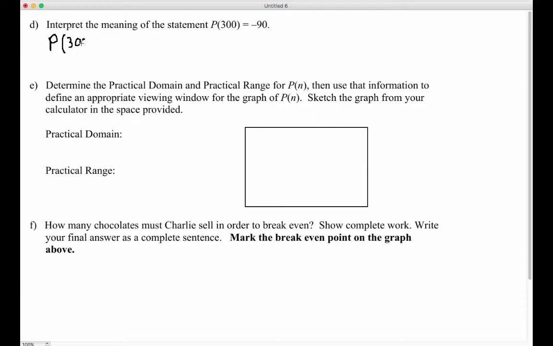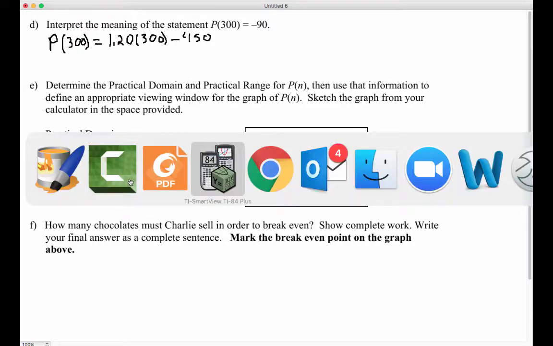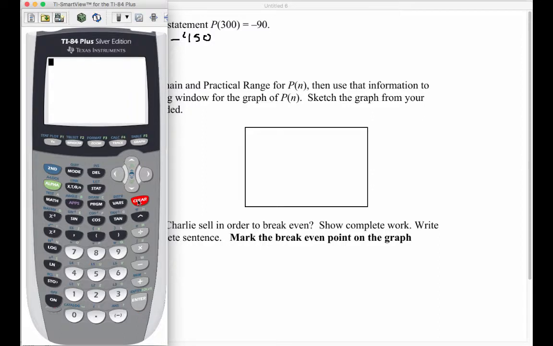Well, P of 300 means that we must have made 300 chocolates, which means that's $1.20 times 300 minus 450. Okay, so let's get our handy dandy calculator out here. There we go. And let's go ahead and do that. Let's take 1.2 times 300, subtract 450. And by Jove, yes, we do get negative 90.